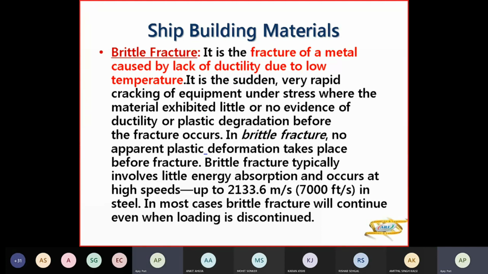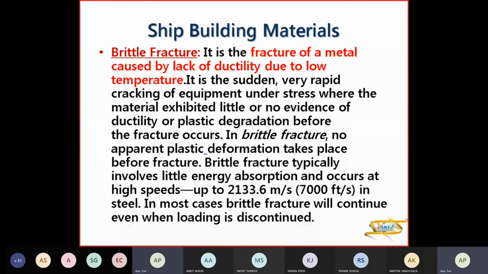So it is a sudden, very rapid cracking of equipment under stress, where your material exhibited little or no evidence of ductility, or you have plastic degradation prior to your fracture. Both the conditions you'll have brittle fracture. So in brittle fracture, you don't have any plastic deformation prior to fracture. So you don't have evidence of ductility or plastic degradation prior to fracture. This happens very suddenly and the process is very fast. So it is involving little energy absorption. It occurs at very high speed. So brittle fracture will have quite less energy absorption.